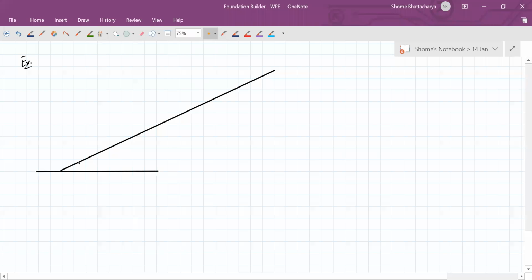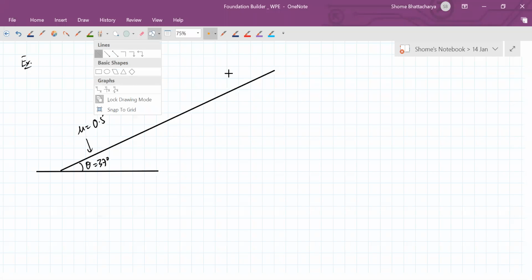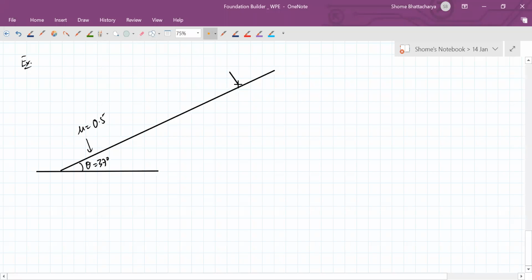So let's imagine this situation that we have an inclined plane of 37-degree inclination and the coefficient of friction is 0.5. And now on that inclined plane, a block of a certain mass is sliding down from, let's say, position A to this position B after some time.